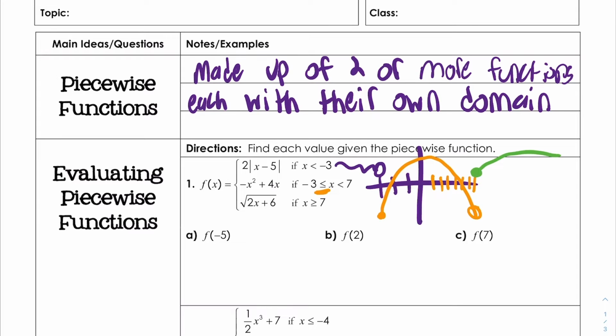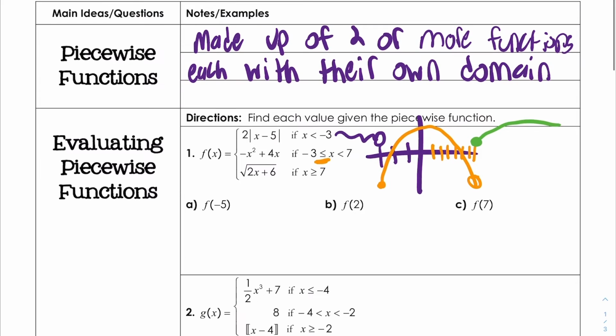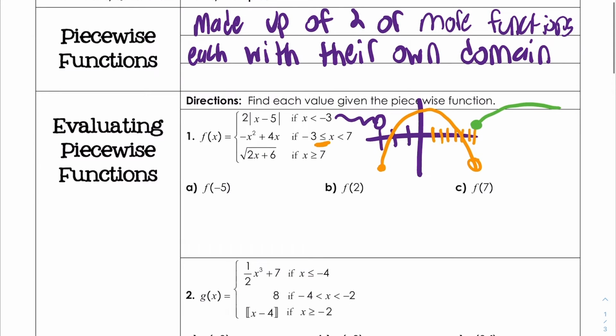So piecewise functions are whenever you have multiple function pieces adding together to make a cool looking graph. And the rules for that graph depend on the domains that are given. And we have 3 different domains here. If you're supposed to plug into a piecewise function, it's really easy. All you got to do is look at the number that you're plugging in. We're trying to plug in a negative 5. You match it to the domain that it would go in. Negative 5 is less than negative 3, so we would use the first function.